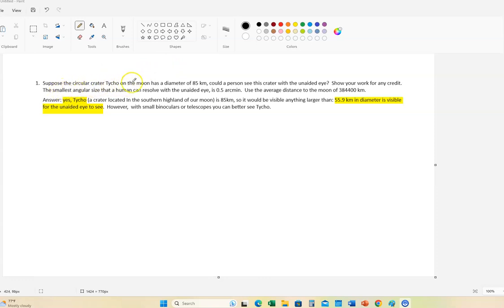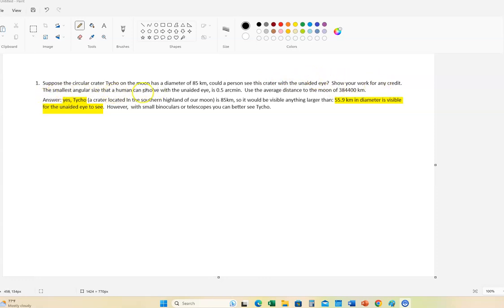Suppose the circular crater Tycho, which, by the way, has a diameter of 85 kilometers. Anyhow, I didn't word this very well. So the crater is 85 kilometers. Could a person see the crater with the unaided eye? Show your work for any credit.